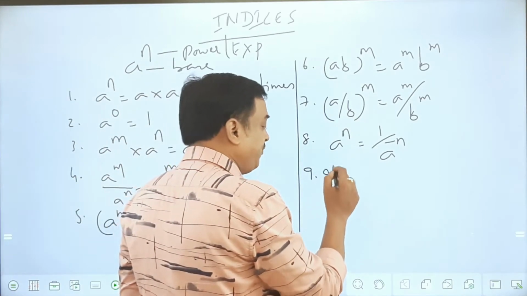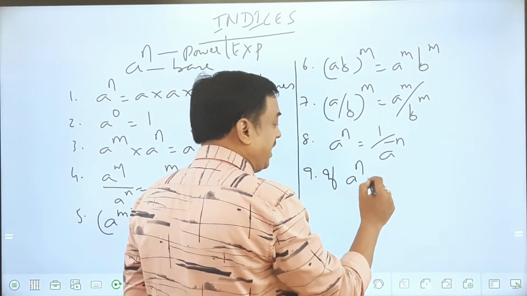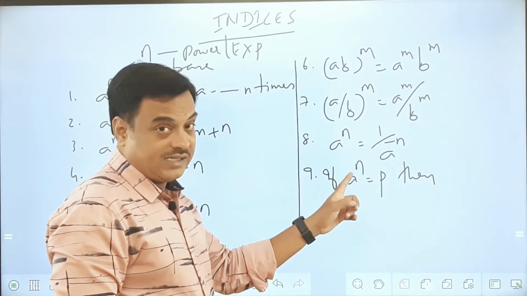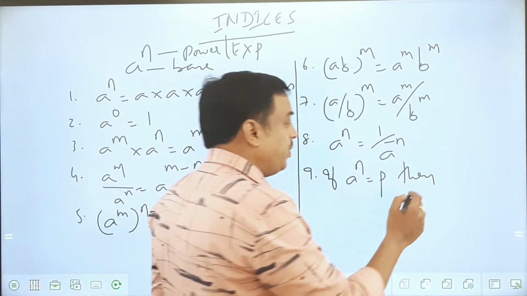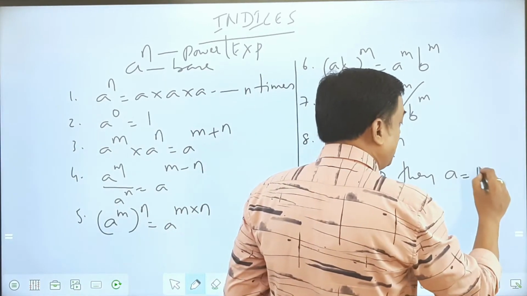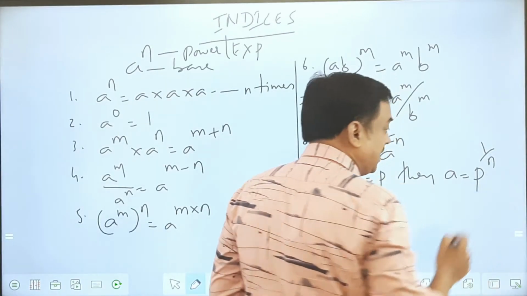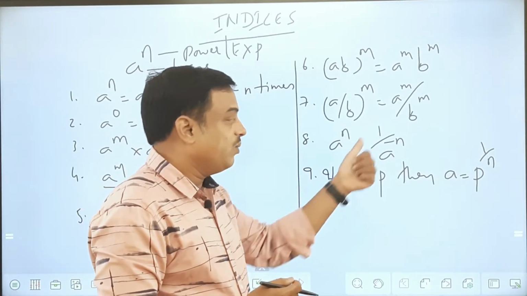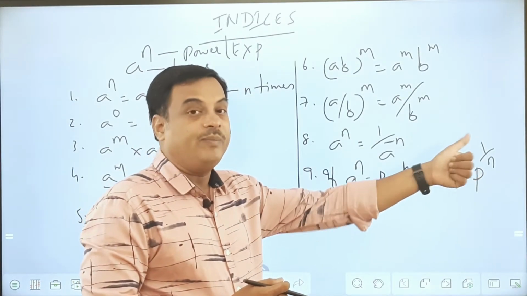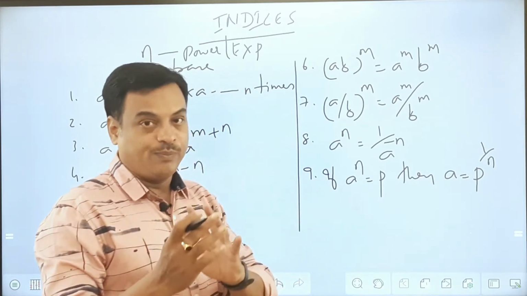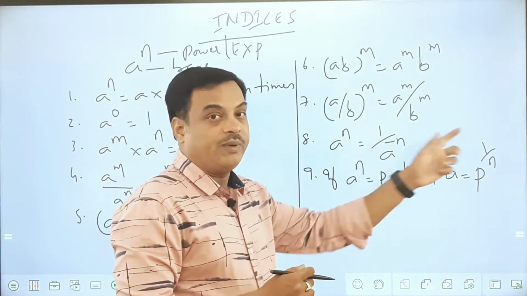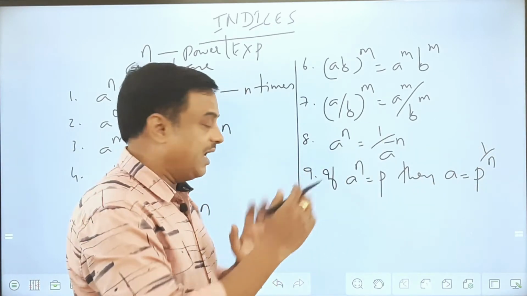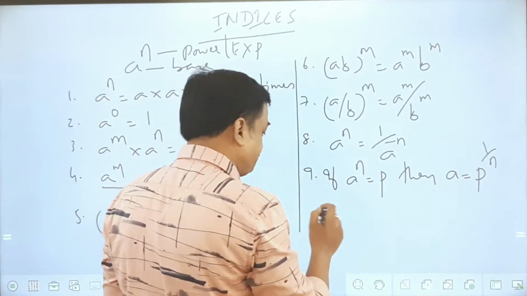Ninth one, if you have a condition a to the power of n is equal to p, then sending n as a power to the other side will be a is equal to p to the power of 1 by n. So what exactly has changed here? The power n, when it goes to the other side, becomes 1 by n, so it gets reciprocal. If the power is 2, it becomes 1 by 2. If the power is 3, it becomes 1 by 3. In that way, the powers change.